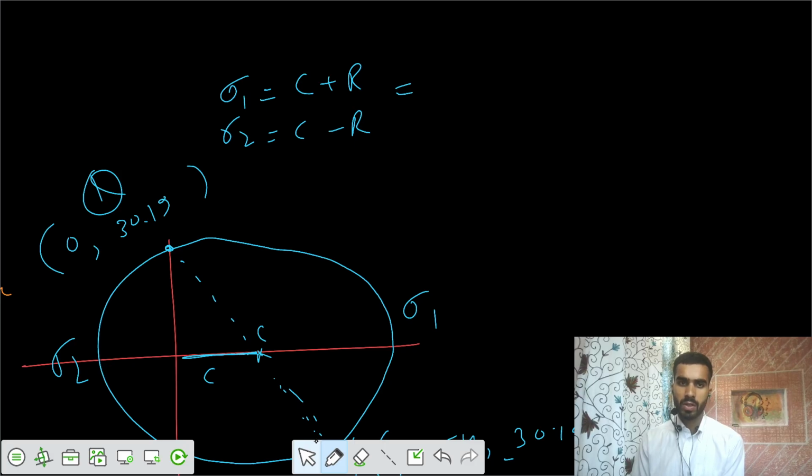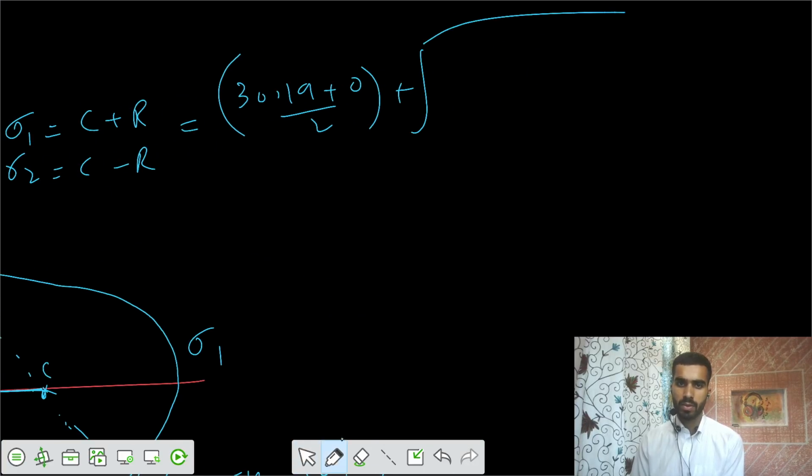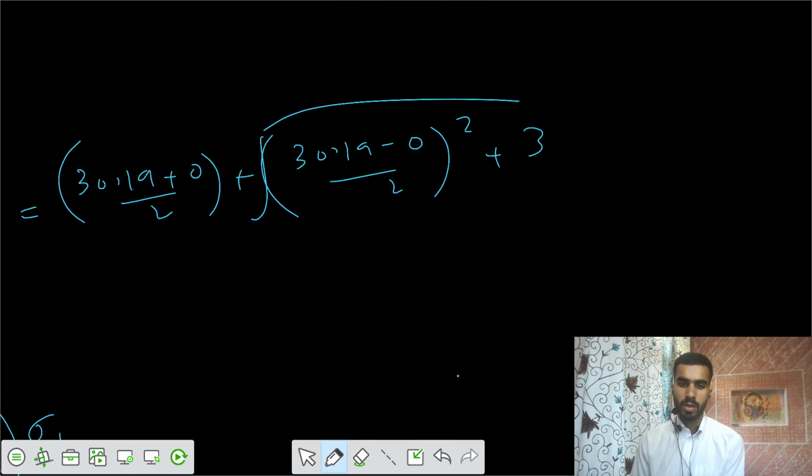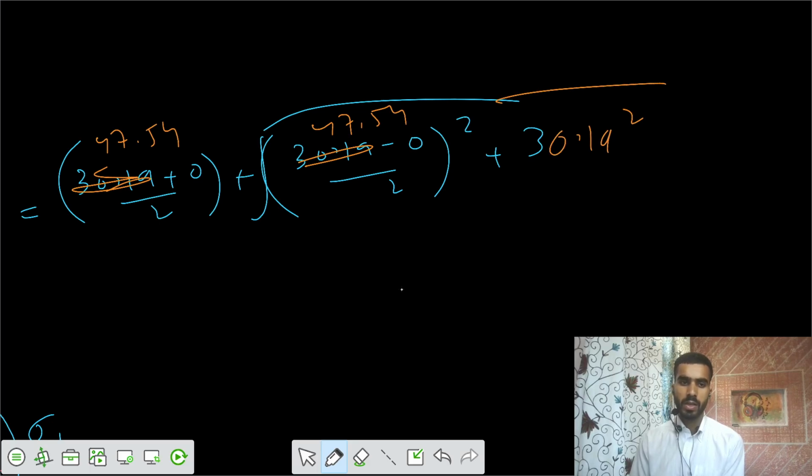So value of C we know that is C equals sigma x plus sigma y by 2. That's 30.19 plus 0 by 2. Then plus radius. Radius we know the equation for radius equals to tau max. That is 30.19 minus 0 by 2 whole square plus tau xy whole square. The value of tau xy is 47, and that gives 47.54. So you got this one, 30.19, and you can get plus minus sigma 1, sigma 2.